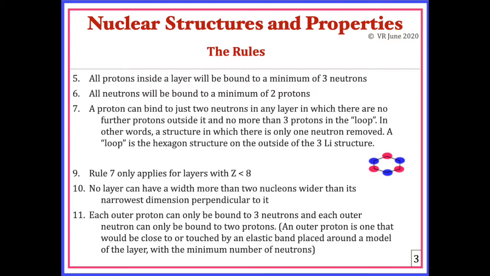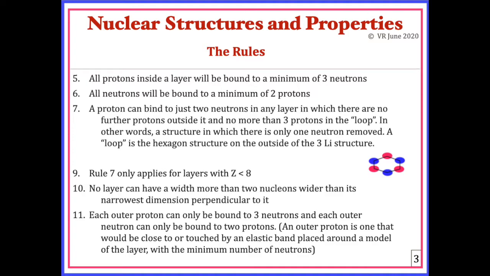All protons in a layer will be bound to a minimum of 3 neutrons, layers with Z less than 8 excluded. All neutrons will be bound to a minimum of 2 protons. A proton can bind to just 2 neutrons in any layer in which there are no further protons outside it and no more than 3 protons in the loop. In other words, a structure in which there is only 1 neutron removed. A loop is the hexagonal structure on the outside of the 3Li structure, as shown here in this image. Rule 7 only applies for layers with atomic number less than 8.